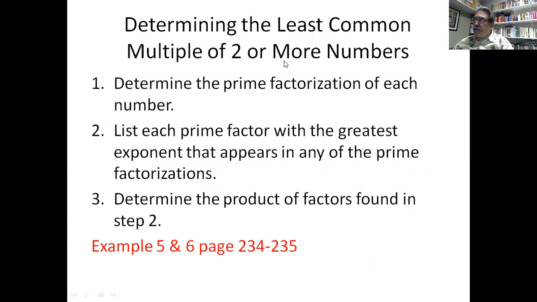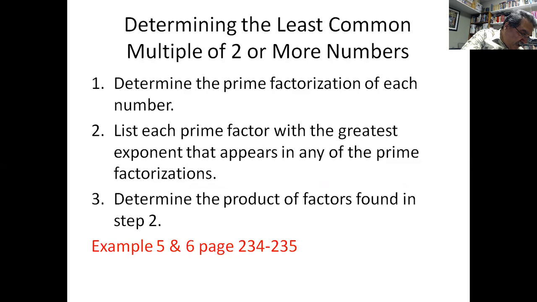Finding the least common multiple of 2 or more numbers. Again, we do the prime factorization, list each prime factor, this time with the greatest exponent that appears in any prime factorization, and then find the product of those factors in step 2. Let's look at examples 5 and 6, pages 234 and 235 of your textbook. Okay, example 5, finding the LCM. Find the LCM of 144 and 300.